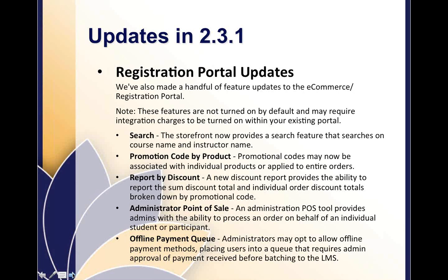These features that I'm about ready to list are not turned on by default and may require integration charges to be turned on if you don't have the e-commerce or registration portal. There's now a search that allows you to search on course name and instructor name, promotion code by product, report by discount, administrator point of sale tools, as well as an offline payment queue.